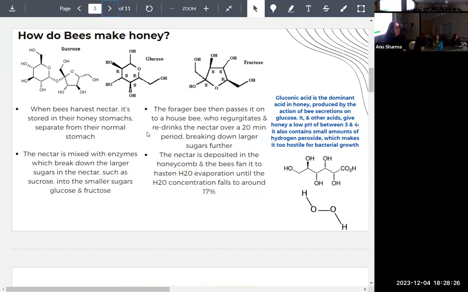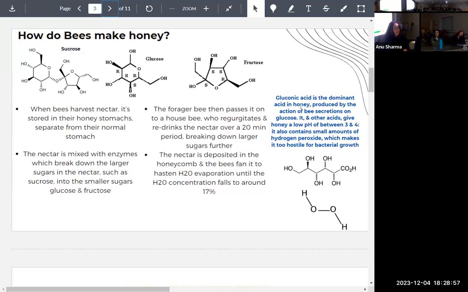The forager bee then passes it on to the house bee, who regurgitates it and redrinks the nectar over a 20-minute period, breaking down larger sugars further. So they pretty much throw up in the other bee's mouth. I know it sounds gross, but honey is so sweet and delicious, we wouldn't think that that's how it's made. The nectar is deposited in the honeycomb, and the bees will fan it with their wings to hasten the H2O evaporation until the H2O concentration falls to around 17%.